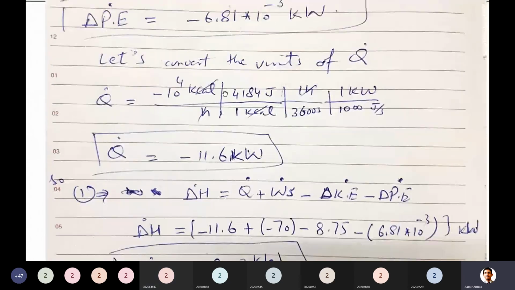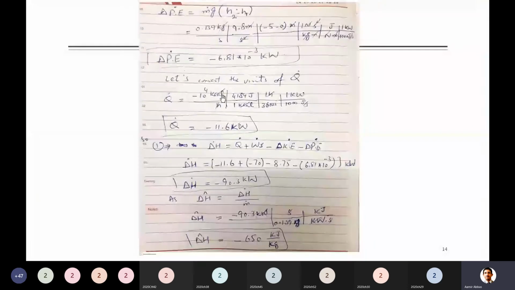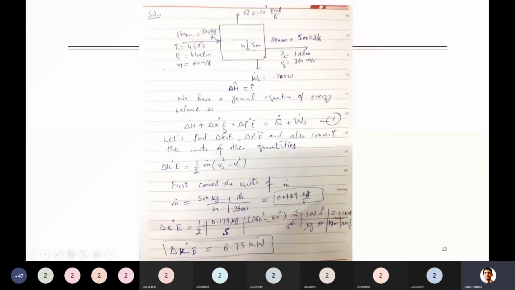Right, sir. Next, when these two are calculated, is anything else left in the equation? We have calculated these two. You can see there is a Q and Ws. As you can see, for my question, when I was solving here, I calculated kinetic energy in kilowatt as well as potential energy in kilowatt.